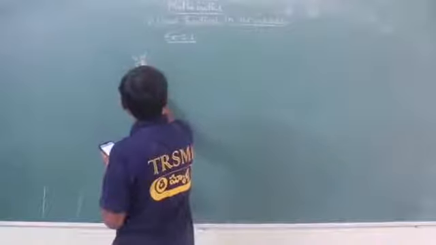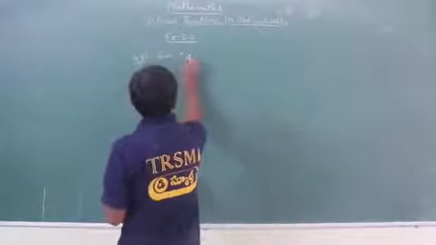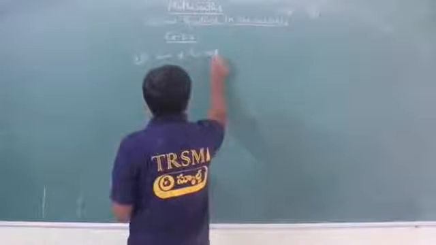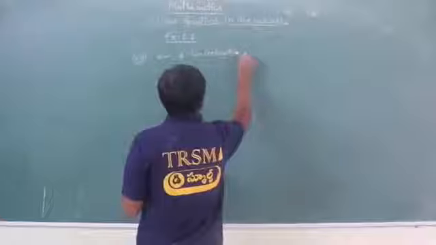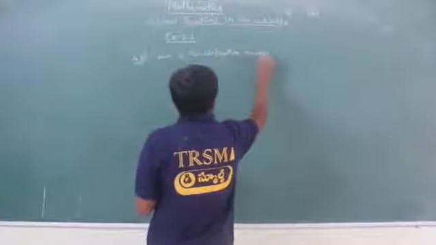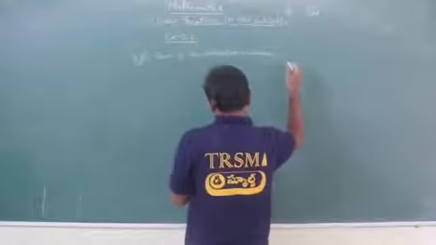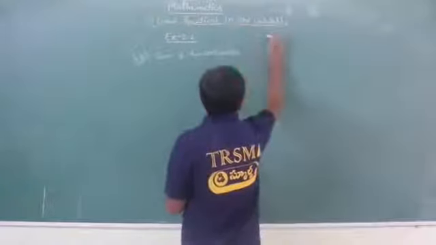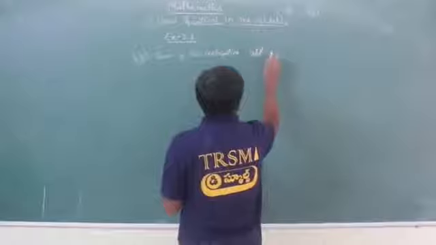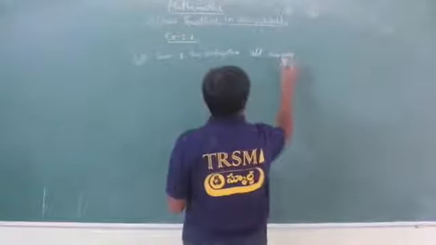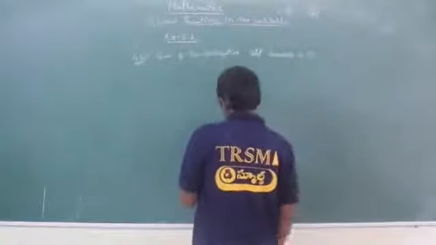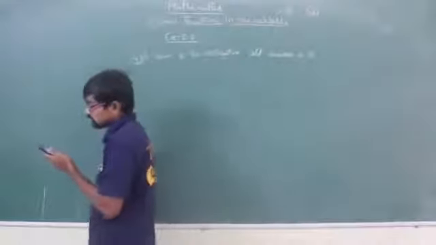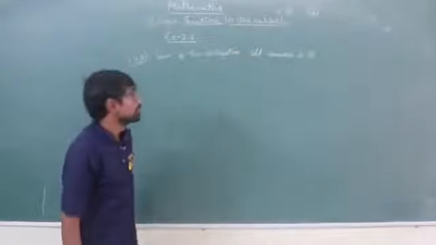Fourth solution: the sum of 2 consecutive odd numbers is 56. Then what we need to do? We need to find the numbers.